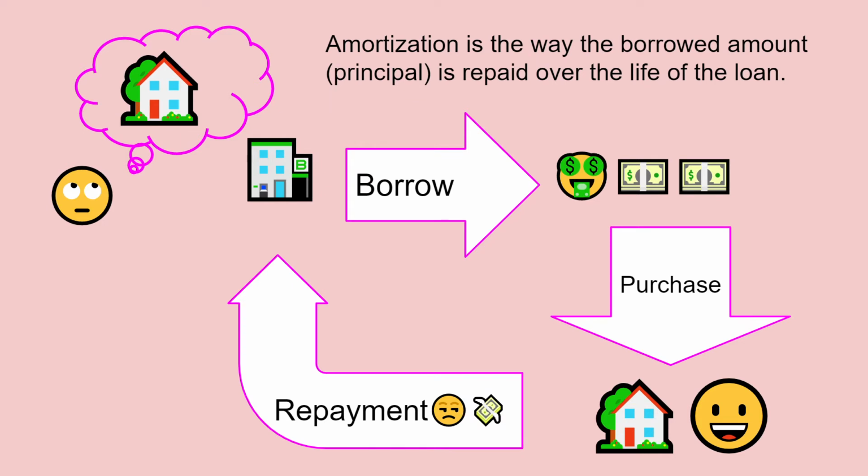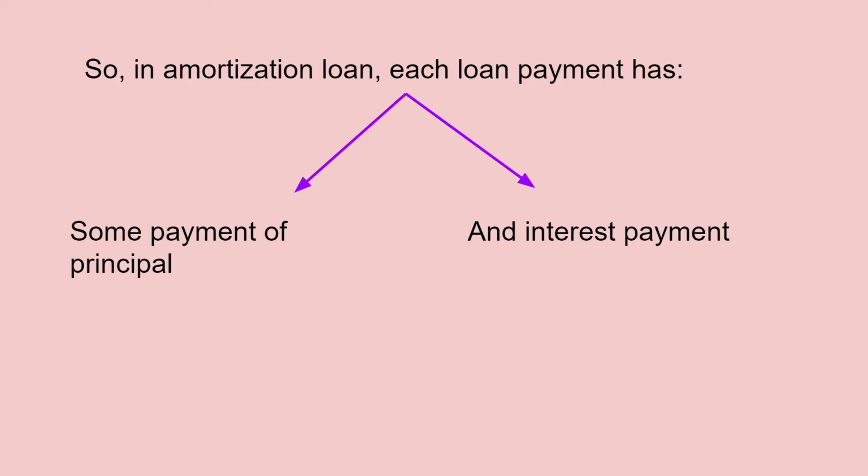Amortization is the way the borrowed amount or principal is repaid over the life of the loan. So in an amortization loan, each loan payment has some payment of principal and interest payment.